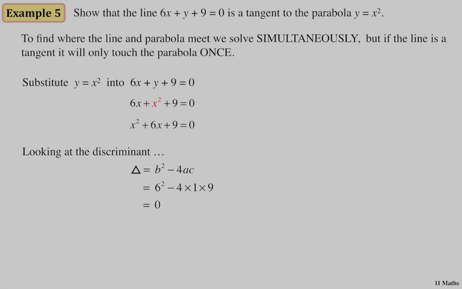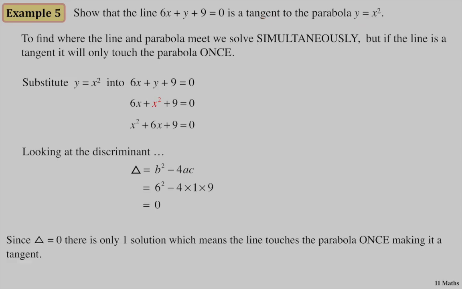And what does a discriminant of 0 mean? It means there's only one answer. So this line and this parabola will only meet once. And if they only meet once, that line must be a tangent. So because the discriminant equals 0, there's only one solution, which means the line touches a parabola once, making it a tangent. I didn't actually find the point where they touch. I wasn't asked to. It just says, show it's a tangent. So it's a bit faster doing it this way.